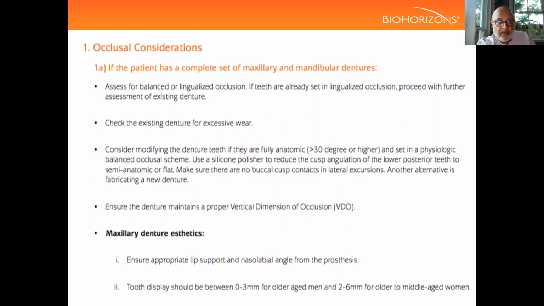The reason they ask for a check of the existing denture for excessive wear is because you can see some of those habits that are involved in that. They also talk about modifying the teeth and ensuring that the denture maintains a proper vertical dimension, the VDO. There's also a lot of controversy about this, saying that you can't increase it above 3 millimeters, etc.